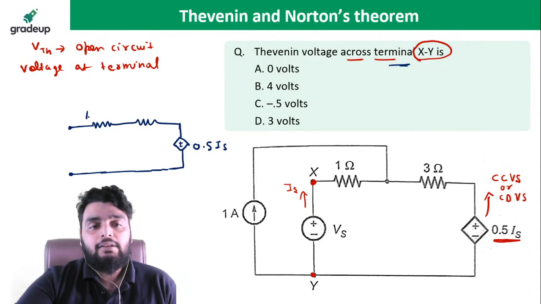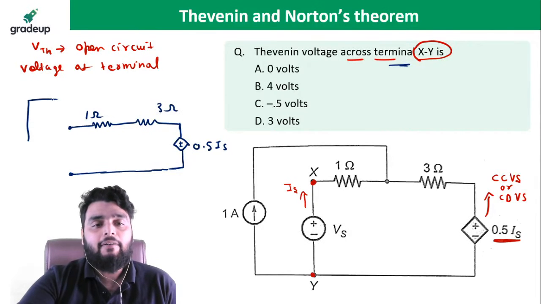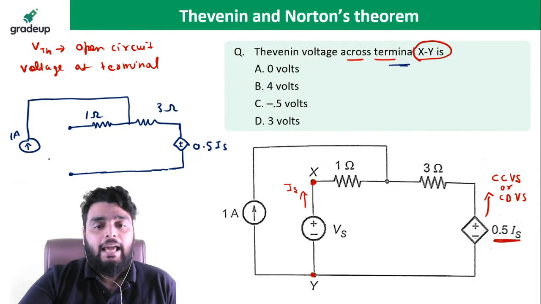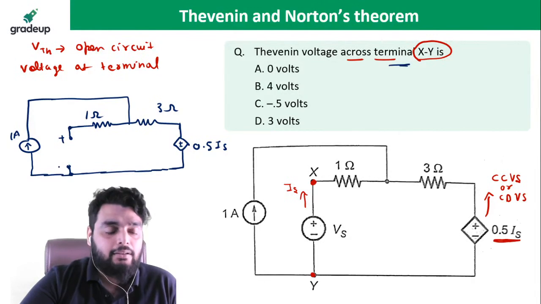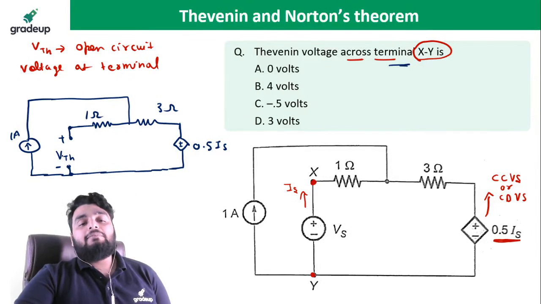0.5 IS. This is 1 ohm. This is 3 ohm. Here I have a current source of 1 ampere, connected to terminal Y. But I need to find out this voltage, plus minus VTH.